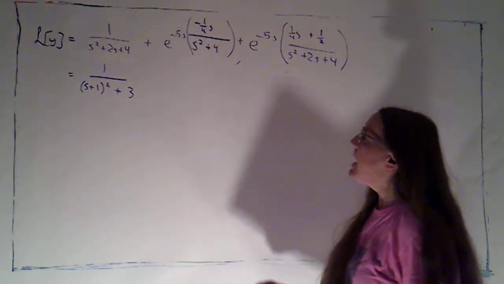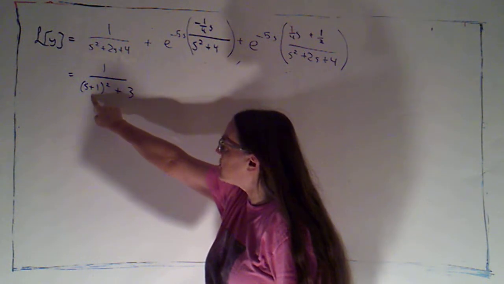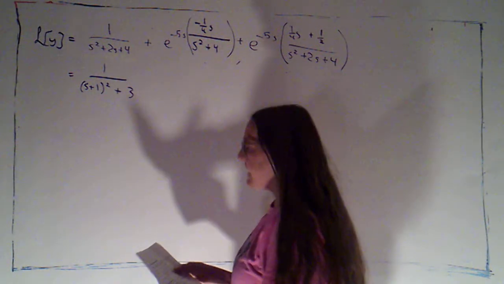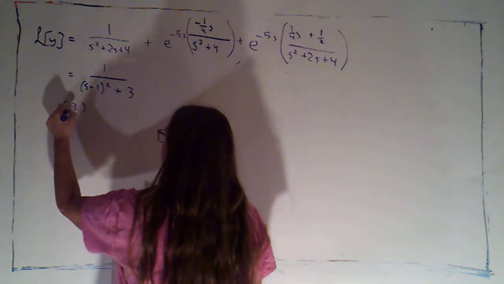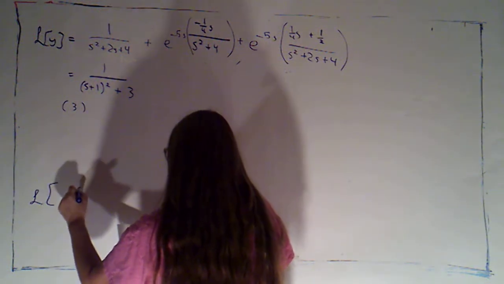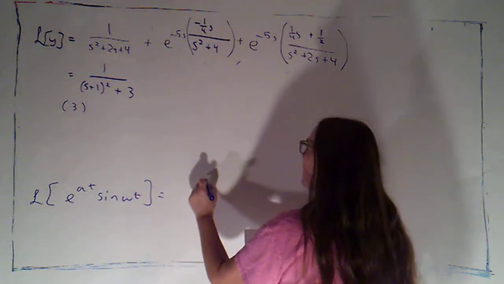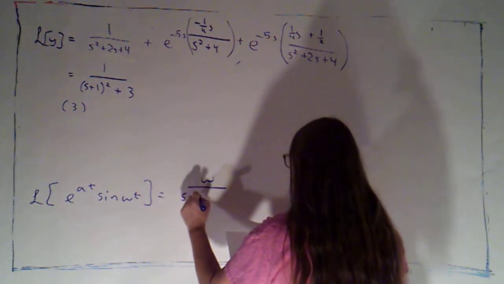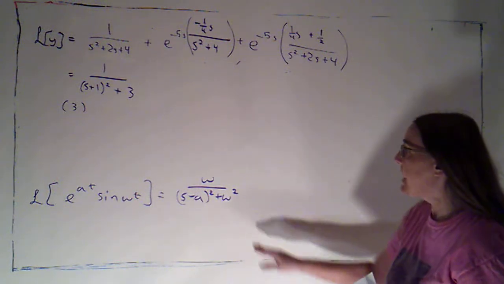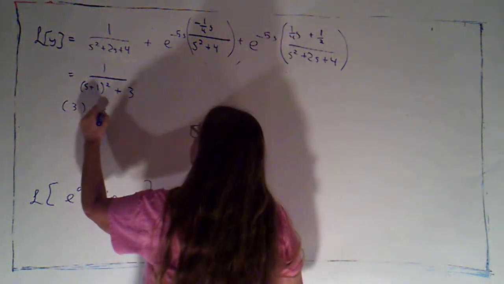So I've got a number on top, and not just s squared, but s plus a number squared on the bottom. So I'm looking at formula 3 here. Formula 3 tells me that the Laplace transform of e to the at times sine omega t is going to equal omega over s minus a squared plus omega squared. So I can see my a here must be equal to -1.